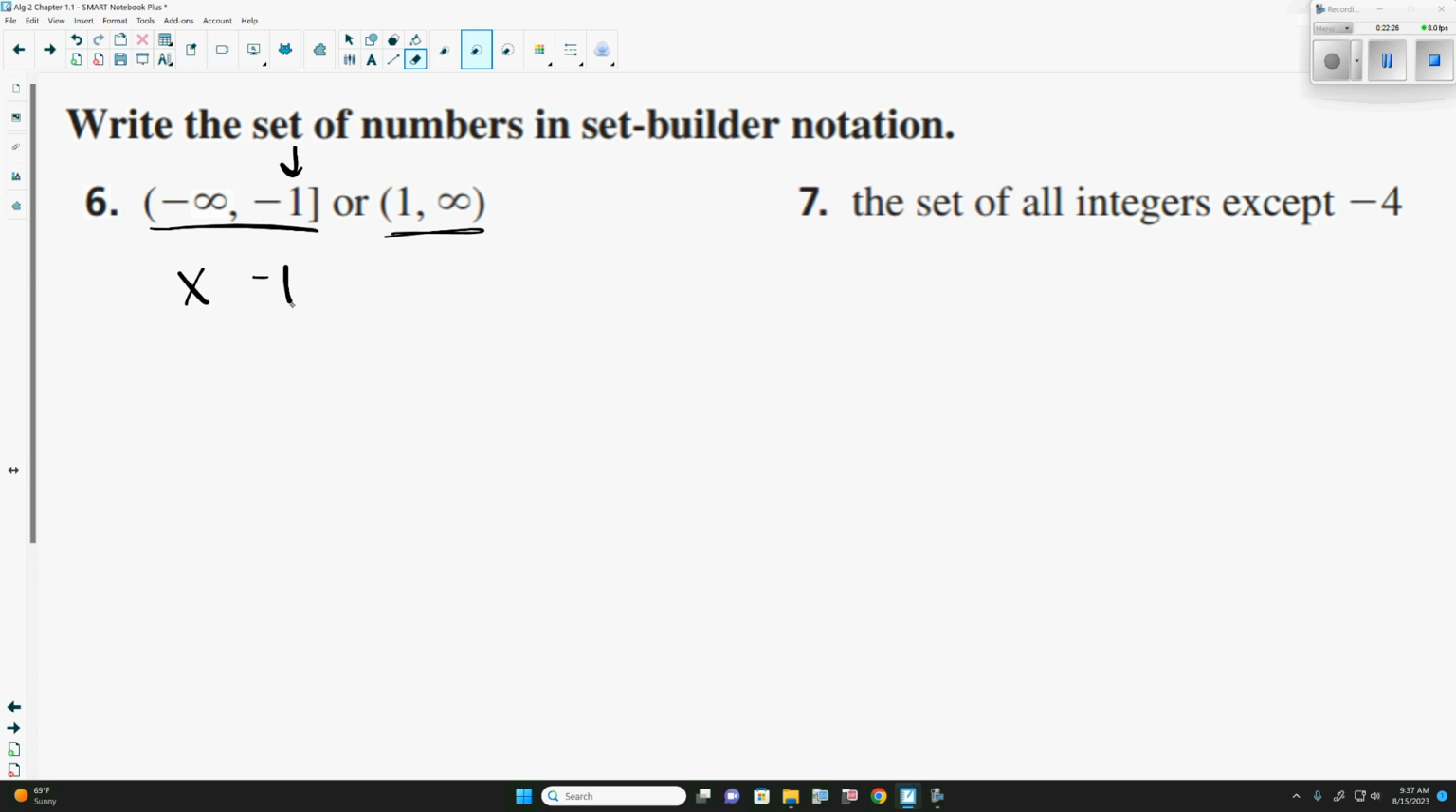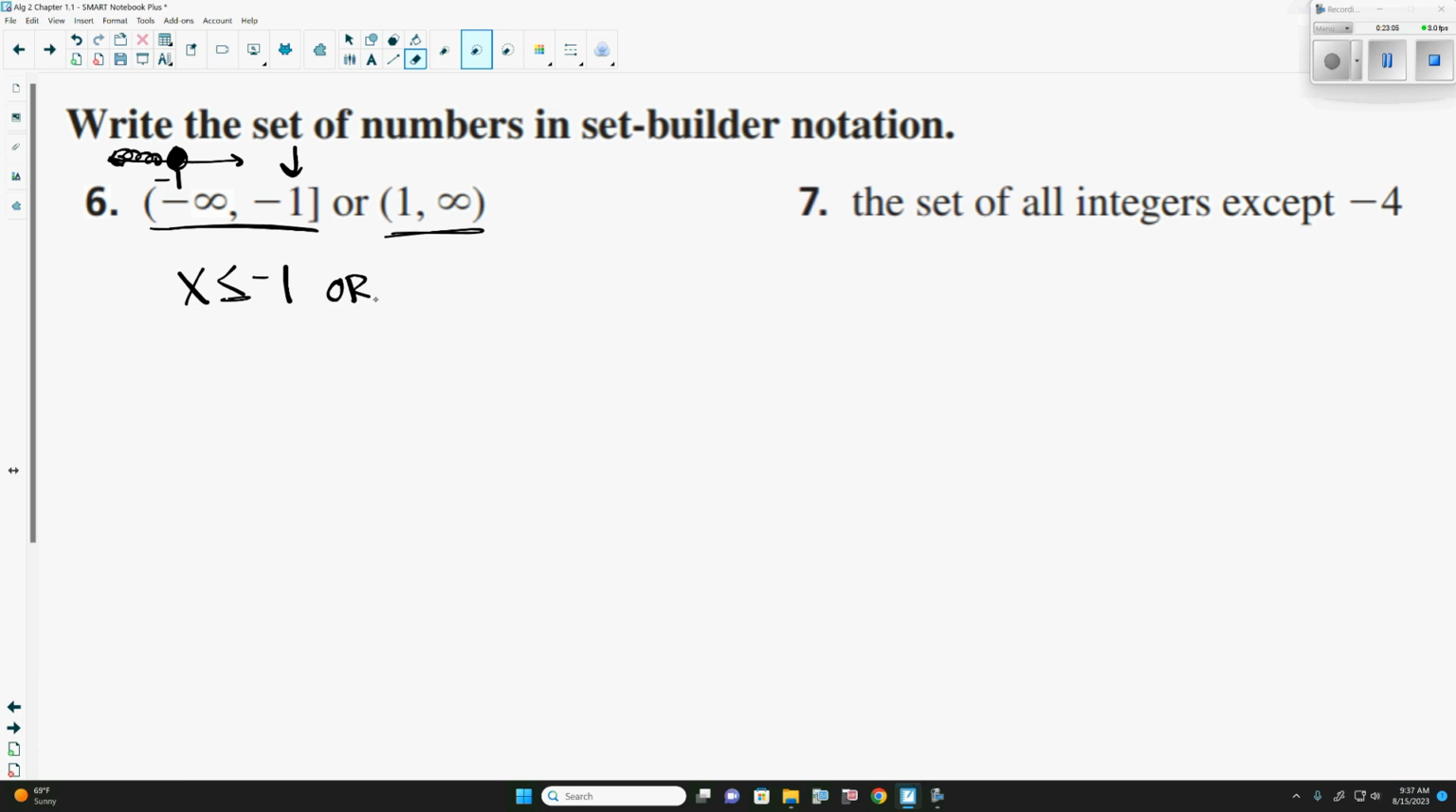Is -1 included? So we will have part of our inequality symbol, the equal sign. Now we need to figure out which direction the arrow is going. Yes. Because if we graph this part, we would fill in the point at -1. And since it's going to negative infinity, it's going to the left. We'd have this as the graph for the statement x is less than or equal to -1.